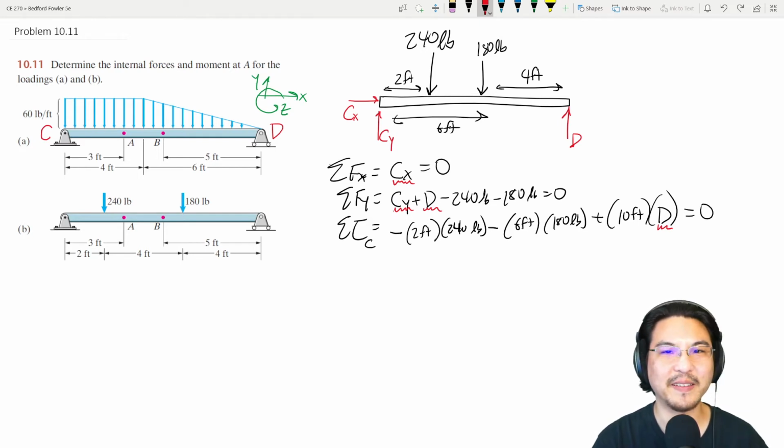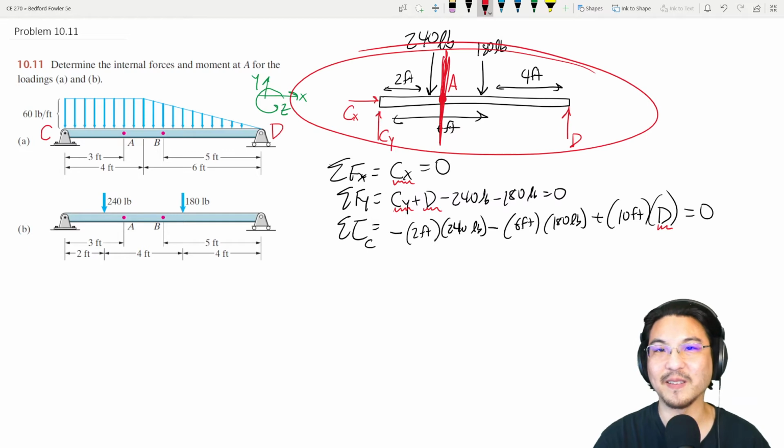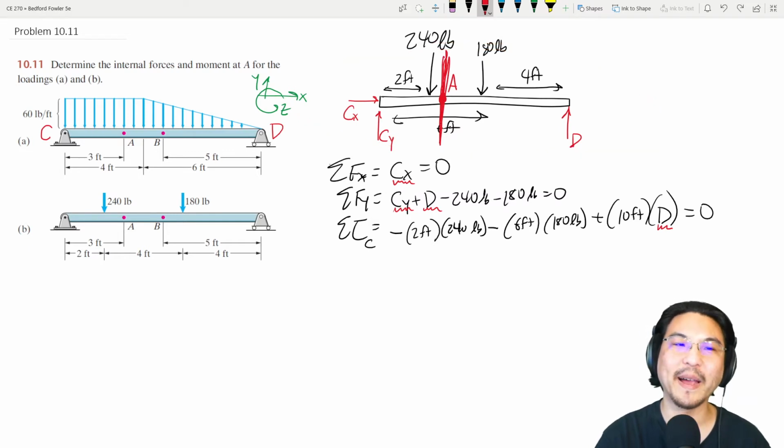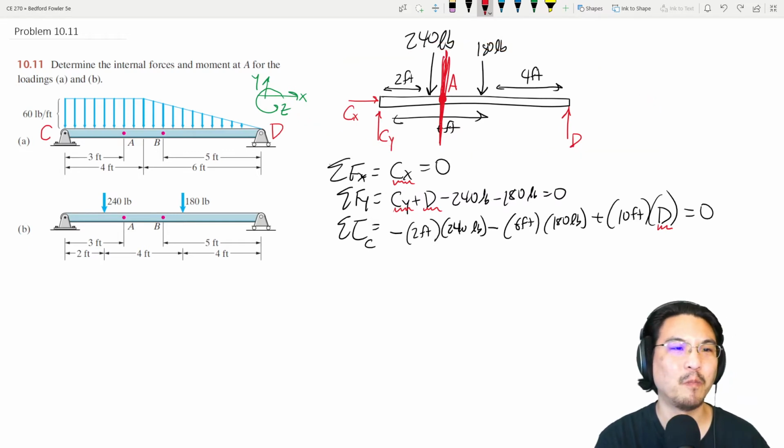So point A is 3 feet, like over here. So this is what you should not do. We don't want to cut through the bar here using this representation. That is not okay. We have to go back to the original with the distributed loads, and then we can cut the section right over here. So this is okay. This is not okay.